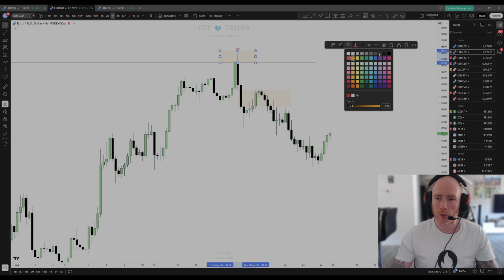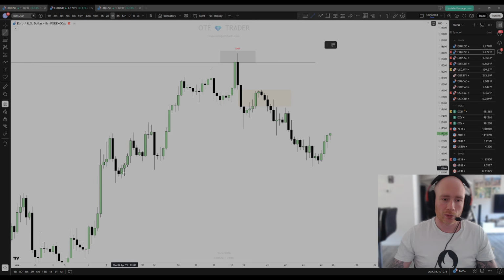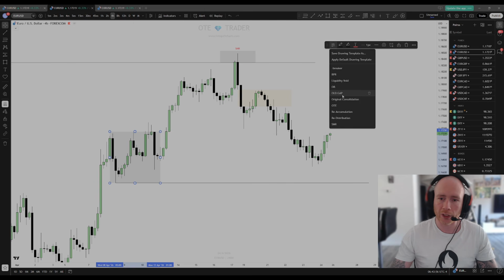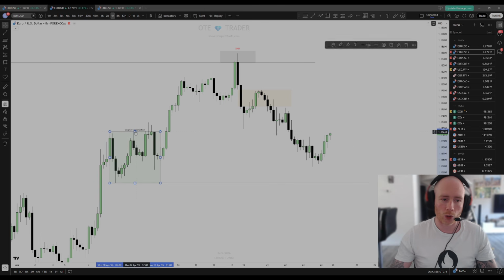Let me make this gray. And then we have these lows down here, right? And I consider this as an original consolidation. So this was my aim for the week. The draw on liquidity. We didn't make it all the way to the lows.